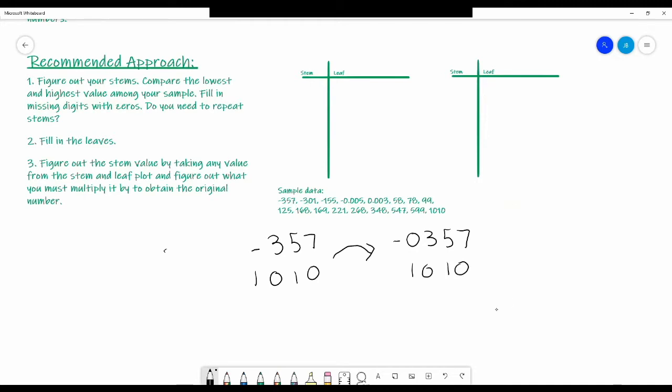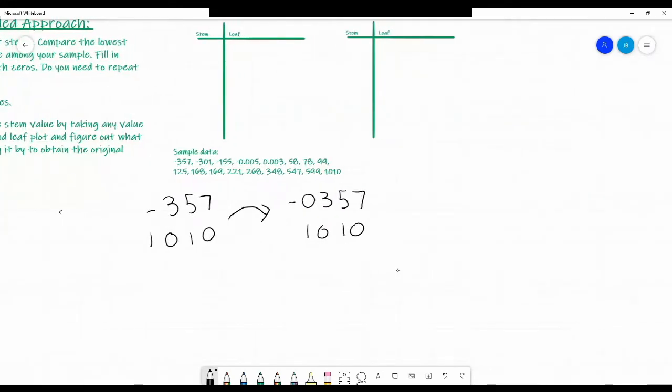After we fill in the missing zeros, we can easily see the stem value, which is the first digit. So it's going to be -0 all the way up to 1. Unfortunately, this leaves us with 3 stems. If we recall from earlier, the first stem rule is that there must be 6 to 13 stems. This shows us that we have to at least double and maybe repeat 5 times.